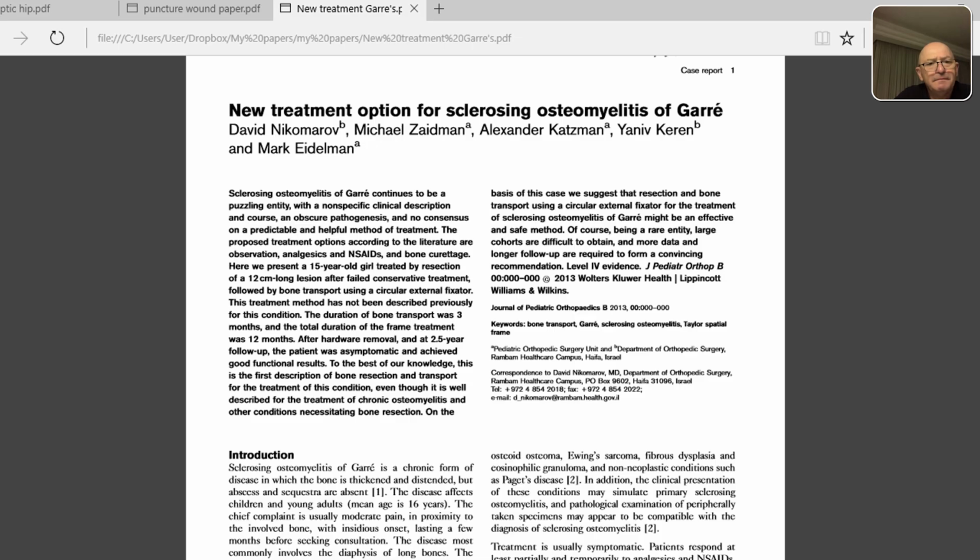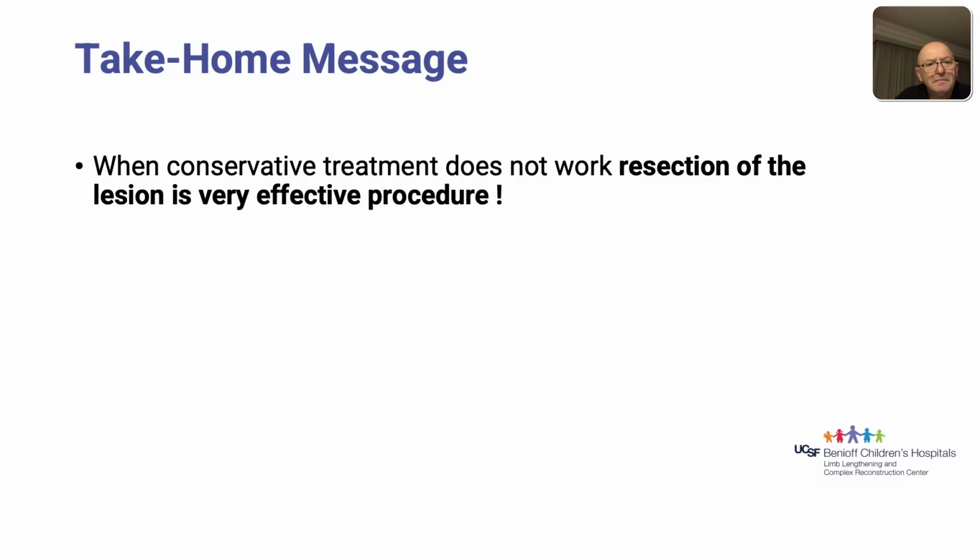Next, please. This is the first description of bone transport and excision of the osteomyelitis for Garrè. We described it as a case report in JPOB. Rob Rospro told me that they did the same for Garrè. And I think that this should be done in patients that cannot survive the pain. Next, please. So my take-home message: when conservative treatment in Garrè doesn't work, resection of the lesion is very effective procedure. Thank you very much.